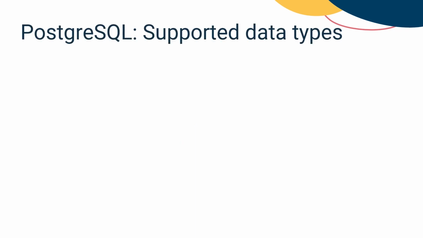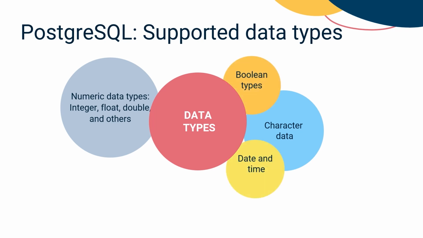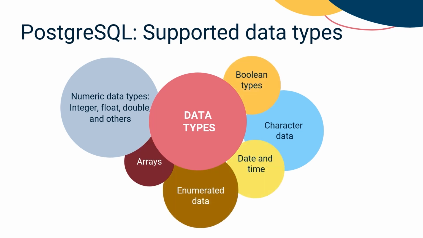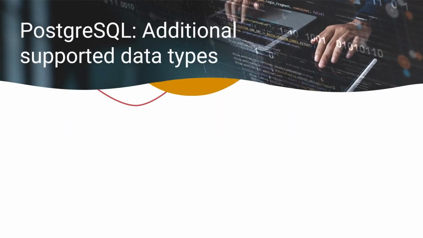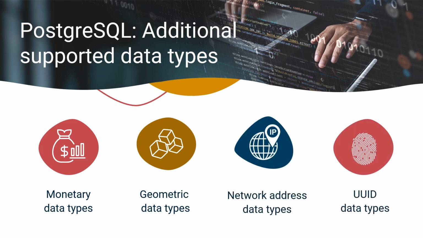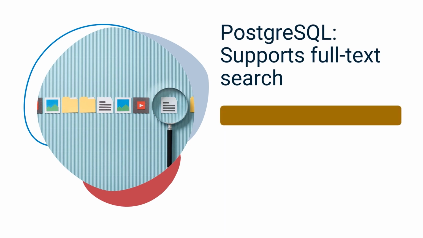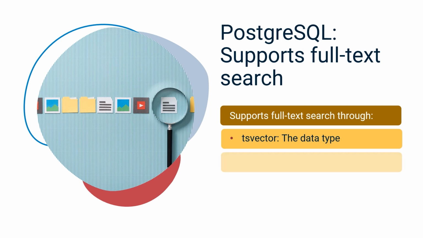PostgreSQL supports most standard RDBMS data types, including numeric data like integer, float, double, and others, character data types, Boolean data types, date and time data types, arrays, and enumerated types. PostgreSQL also supports data types to store monetary data, geometric data, network address data, UUID data, and many other kinds of data. More importantly, the recent version of PostgreSQL supports full-text search through TS vector, which is the data type, and TS query, which represents the string that is being queried.